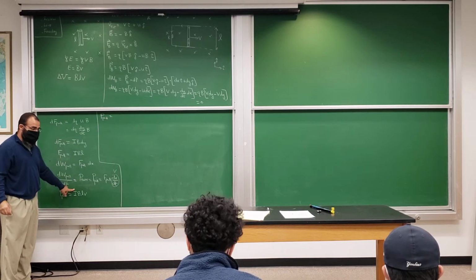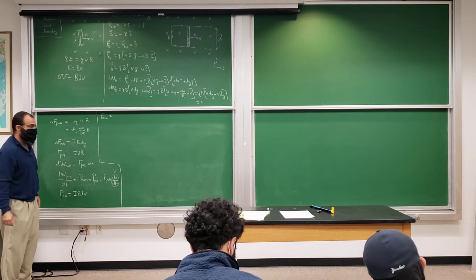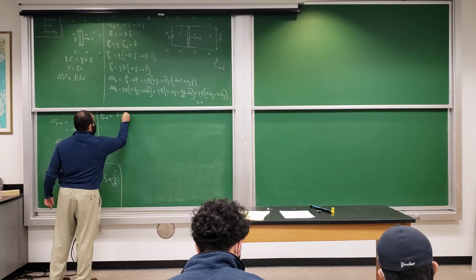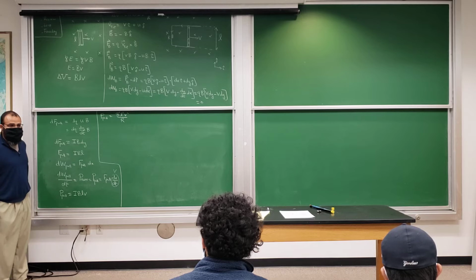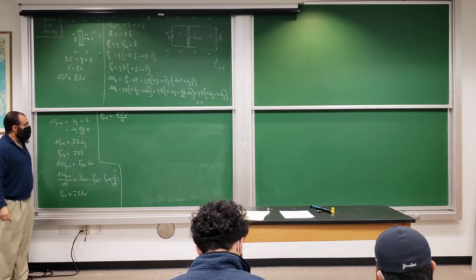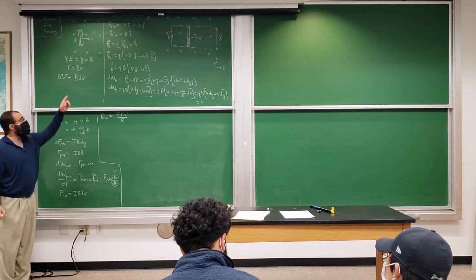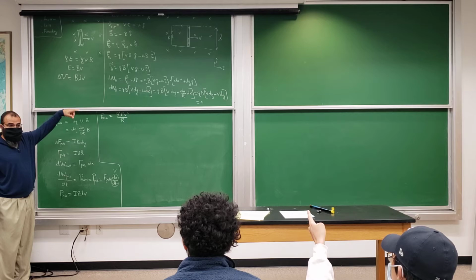I, which is BLV over R, times BLV over R. So it's B squared, L squared, V squared over R, right? That's the power of the pull. That's how much energy you're spending per unit of time. So how much energy does the resistor consume per unit of time? It has to be equal to it.